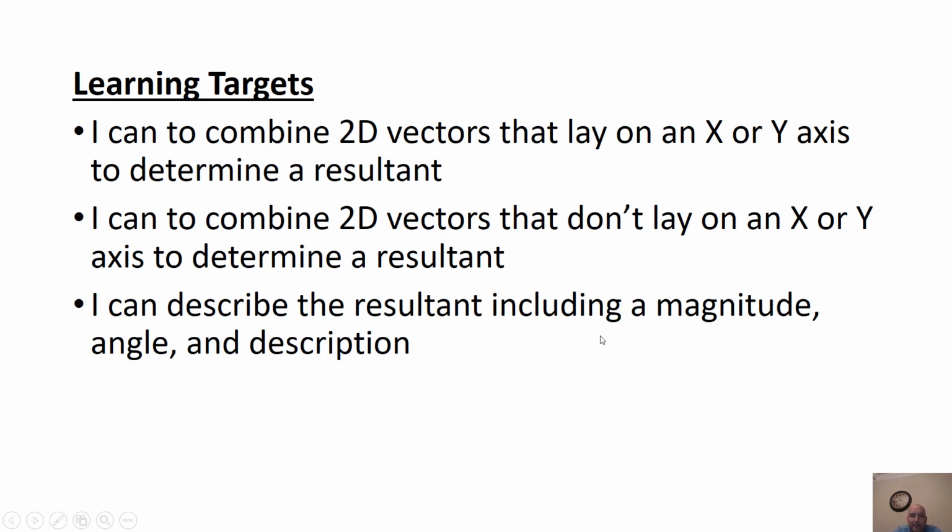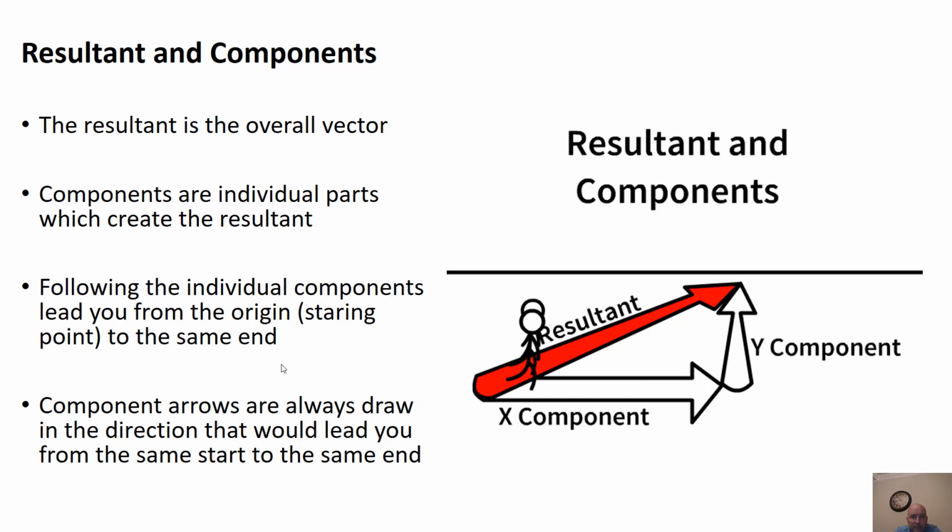And then we're going to describe the resultant. Every resultant should include a magnitude, which is a number and unit, an angle, and then a description. Without the description of the angle from our last section, you can't really know what 40 degrees is unless I tell you something about it. We'll talk about the baseline.